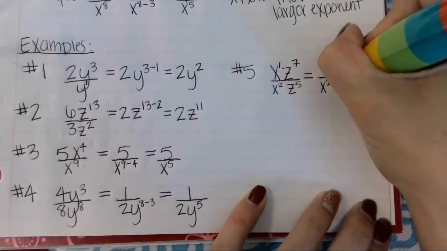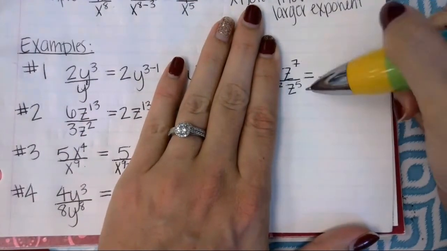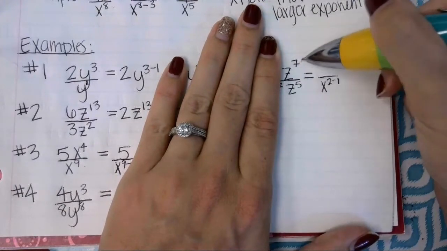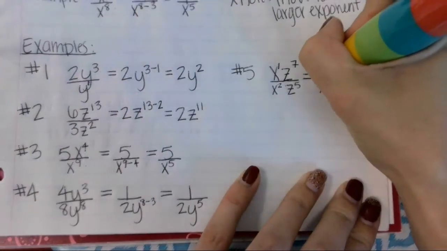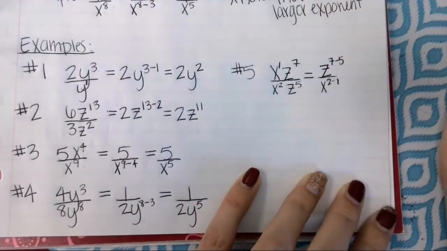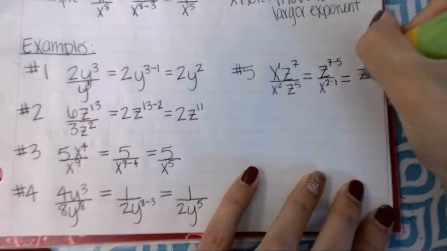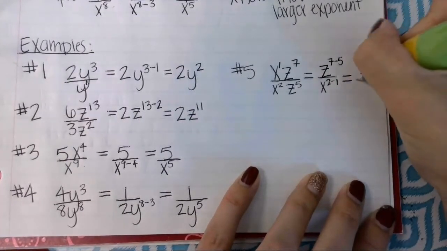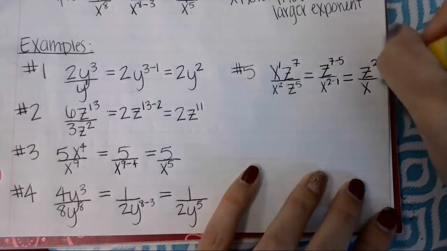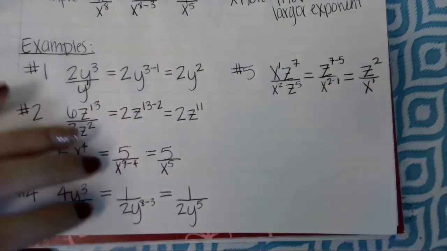And then I look at my z's, and I have z to the 7th and z to the 5th. Since the 7 is larger, I'm going to move the 5 up. So I have z to the 7 minus 5. And I'll simplify each of these separately. So this leaves me with z squared over x to the 1st. And we don't have to put the 1 there, but we can. So z squared over x to the 1st.